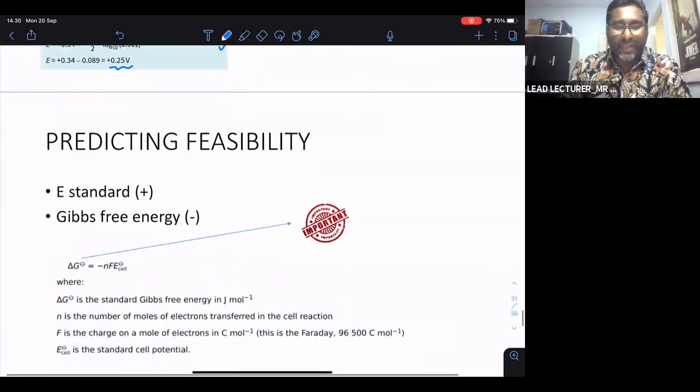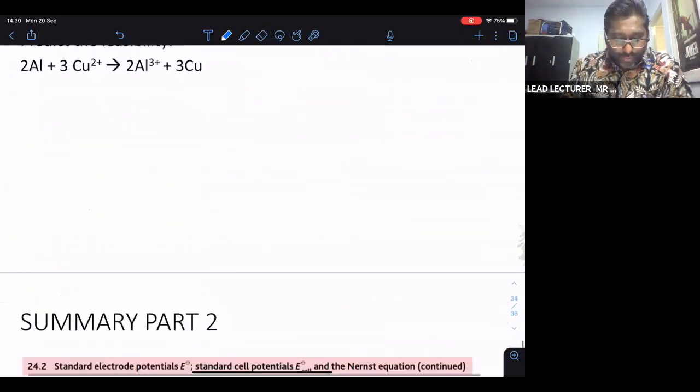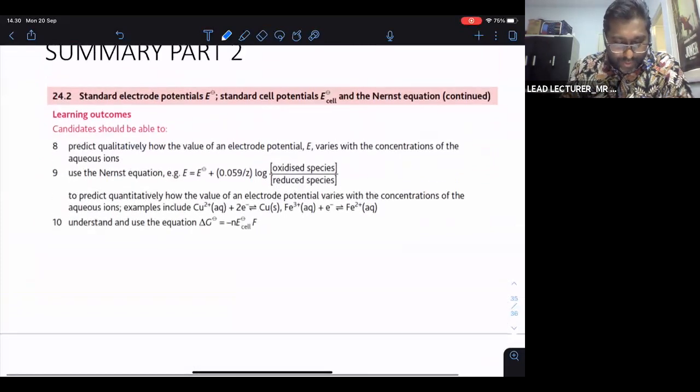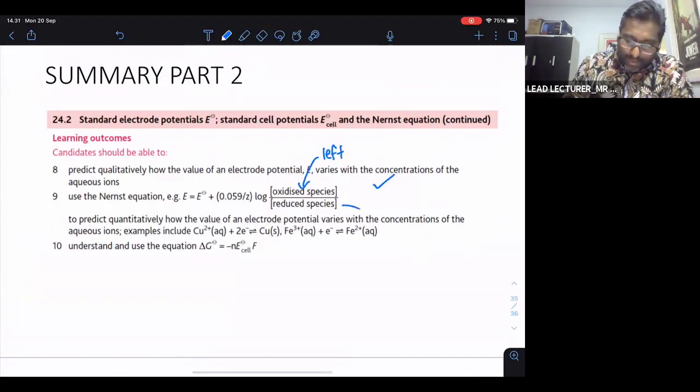I think this one we can still leave for next lesson. But what I want you to remember, if I take the summary over here, is that you need to know how to apply the Nernst equation. What I want you to know is the oxidized species must be on the left. The reduced species must be on your right. And then this one we will cover next lesson.